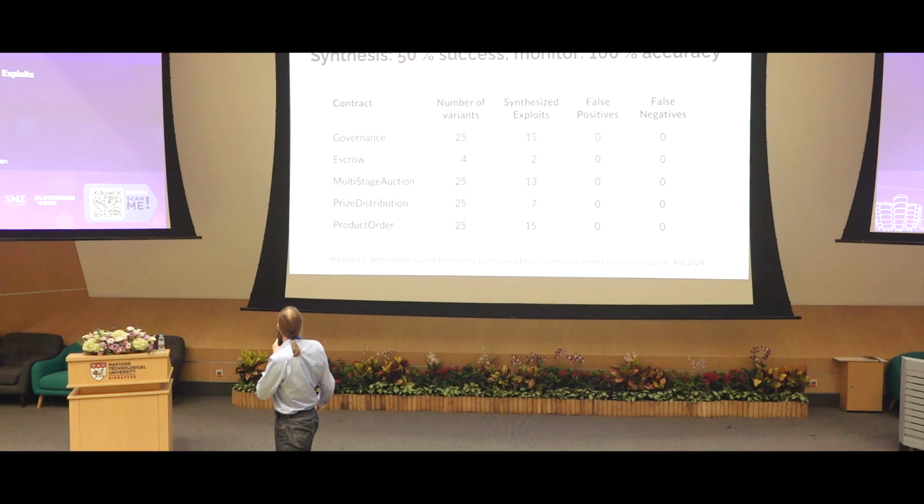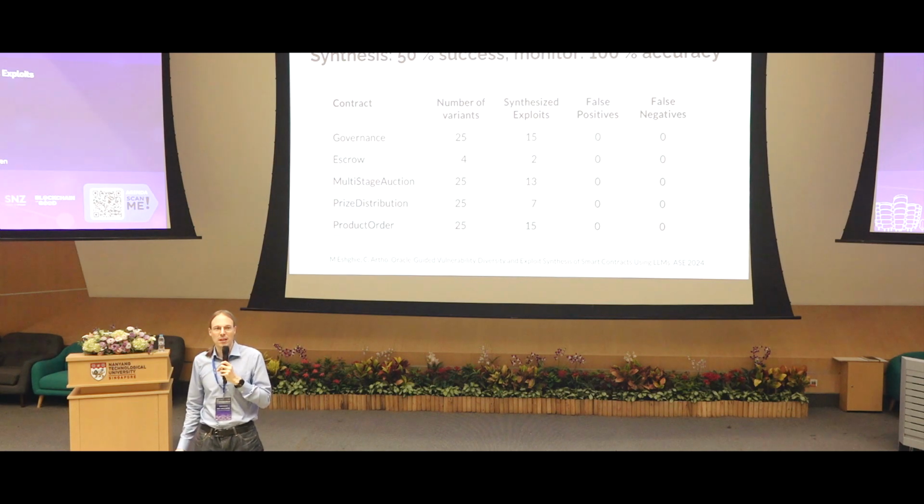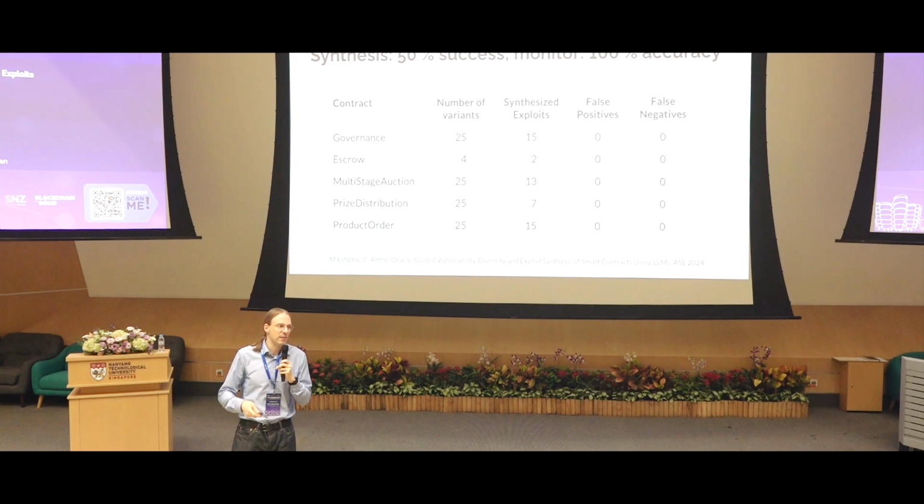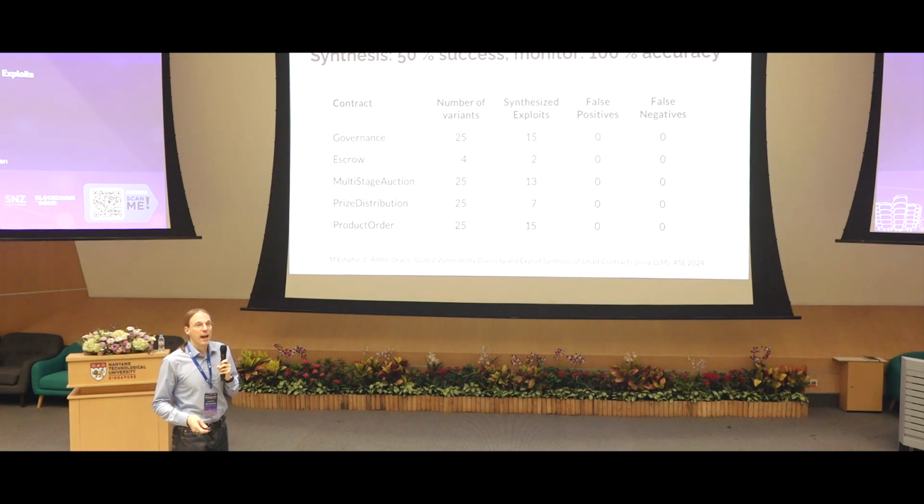So we start with a bit more than 100 variants, which are also generated with these prompts, and about half of them actually have an exploit that works. Sometimes ChatGPT comes up with code that doesn't really work, and we just ignore that. So we take the remaining 50%.